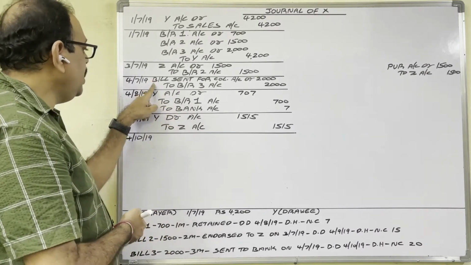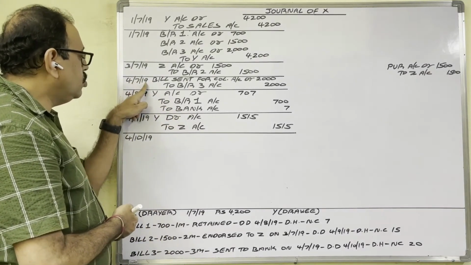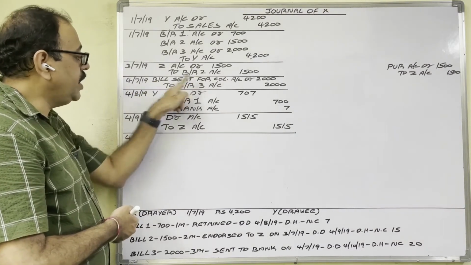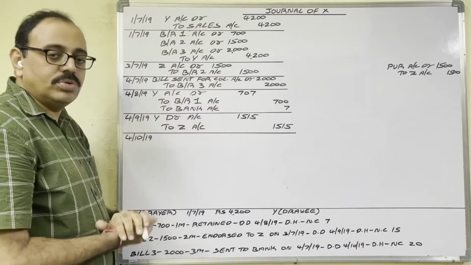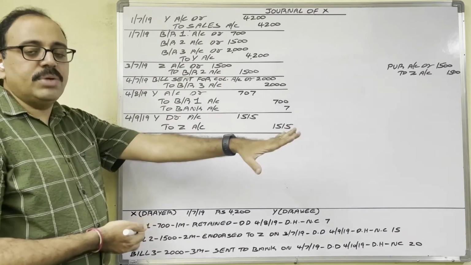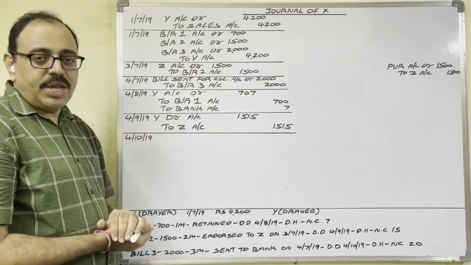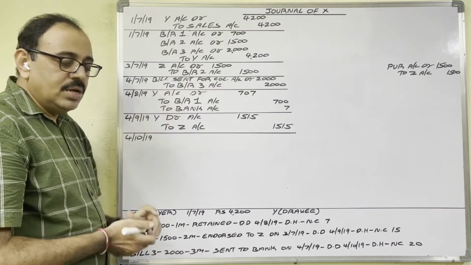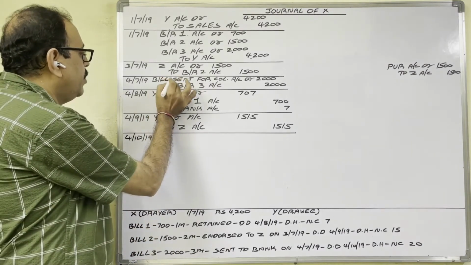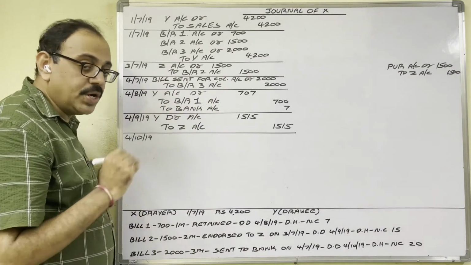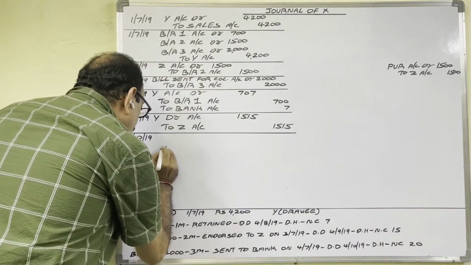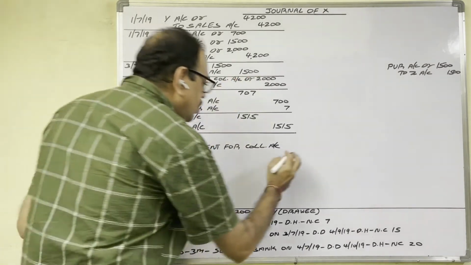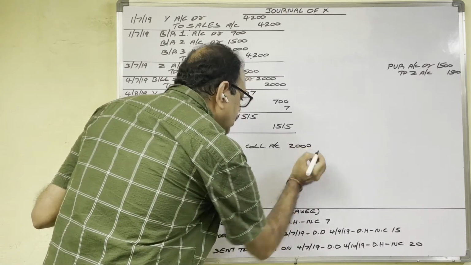So, see this entry. On 4th July 2019, when we sent a bill to bank for collection purpose, we debited bill sent for collection account. To remember that we have a bill with the bankers, we are going to get the money on that. But now money is not going to come on that bill. Means this account we have to cancel. How we created this account? By debiting. If you want to cancel, you have to credit. So credit to bill sent for collection, third bill amount, 2000 rupees.